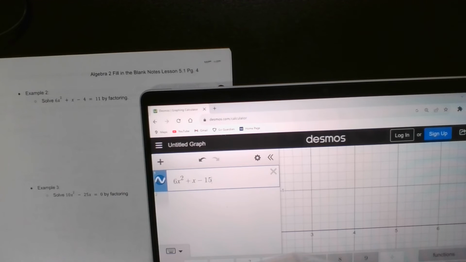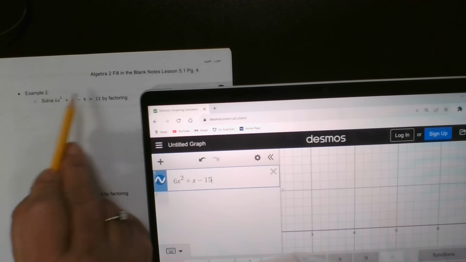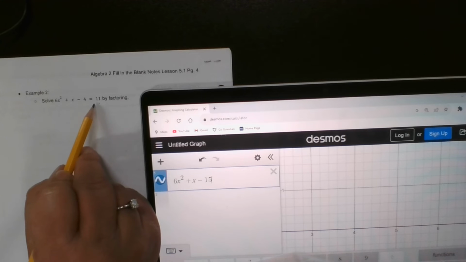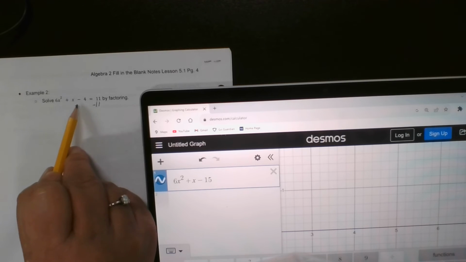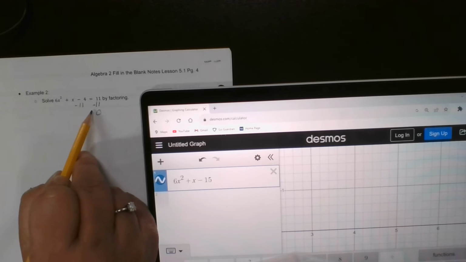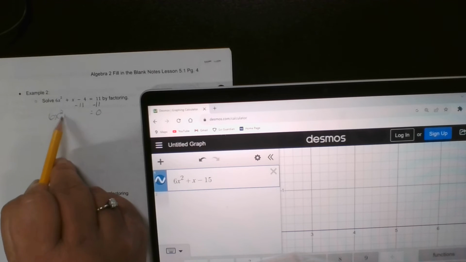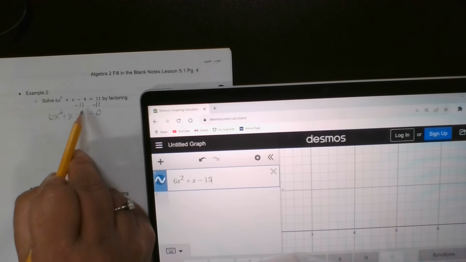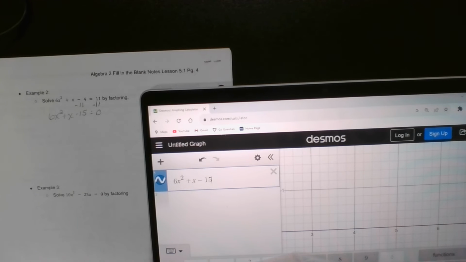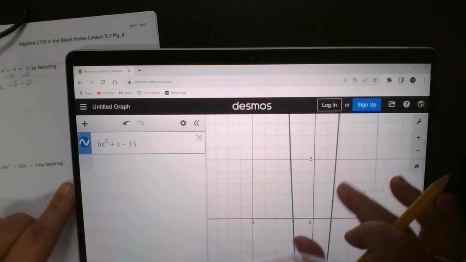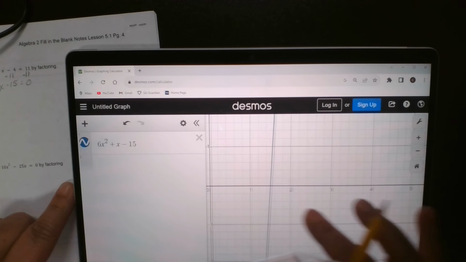Sorry, before I told you to pause, I missed explaining this to you. You can't do this where it's equal to another number. It's got to be equal to 0. So I just simply can move this over there by subtracting it, and that's going to put me at 0. So I said 6x squared plus x minus 15 is equal to 0. And that's going to allow me to graph this. And you can find, sorry, let me zoom in a little bit.